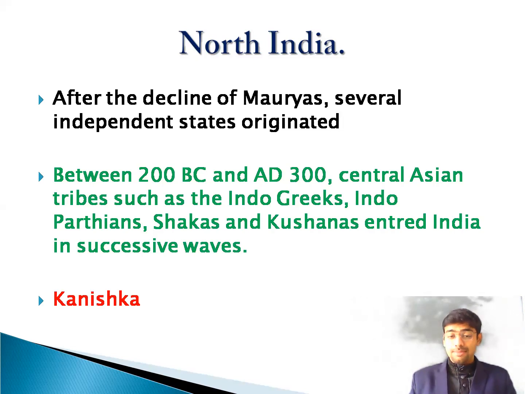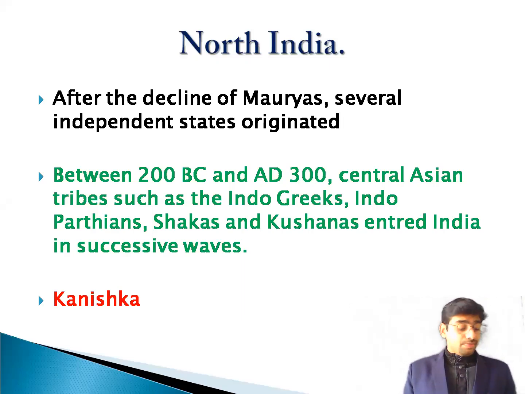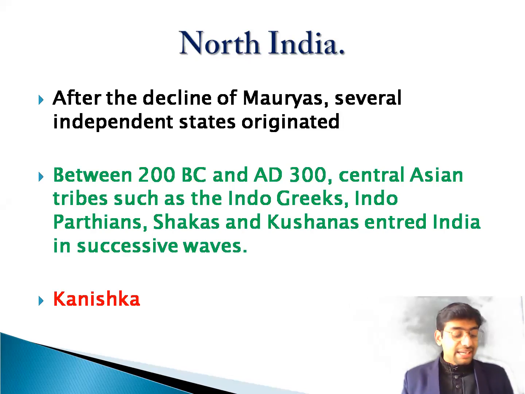So we will talk about Kanishka, a personality who came from a community called the Kushanas. Kanishka, the greatest of the Kushana rulers, proclaimed the beginning of the Shaka era with his accession in AD 78. The Shaka calendar, which is 78 years behind the Gregorian calendar, is still used in India. Next, Pataliputra declined and Purushapura or Peshawar became Kanishka's capital.